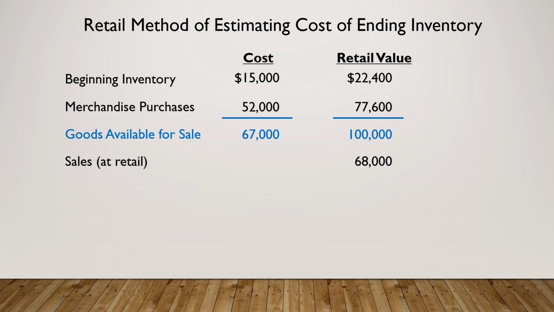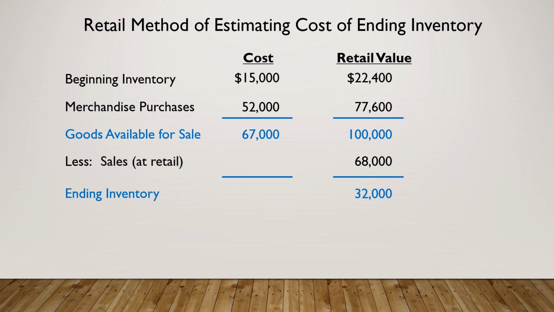We subtract what we sold from our goods available for sale, and what remains is our ending inventory. The problem with that $32,000 is that this number is the retail value, and we're looking for the value at cost. We can estimate that with the cost to sales ratio. Divide the $67,000 cost of goods available for sale by its corresponding $100,000 retail value of goods available for sale, and we get 67%.